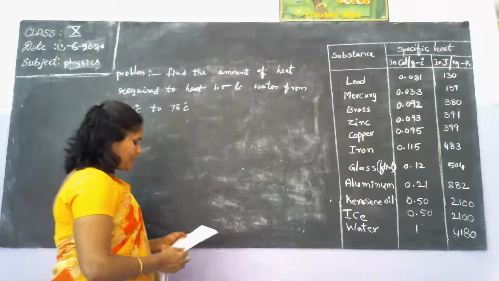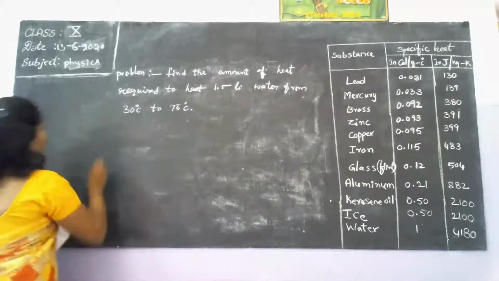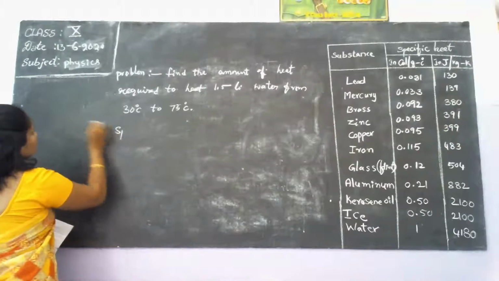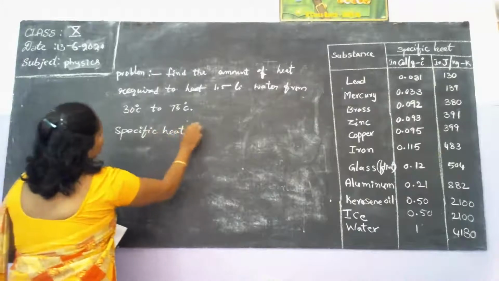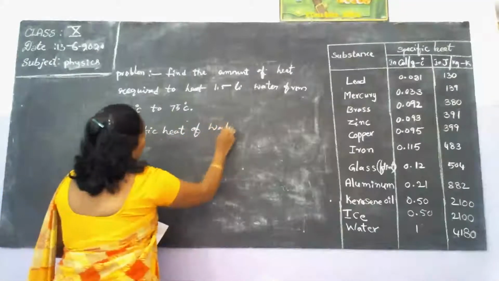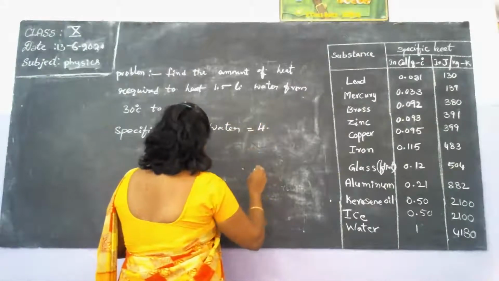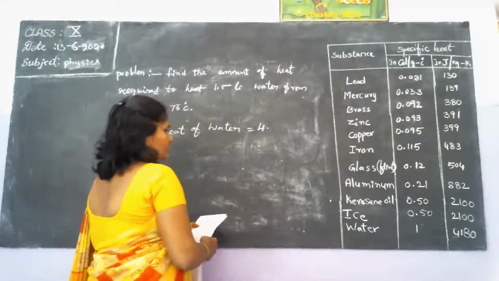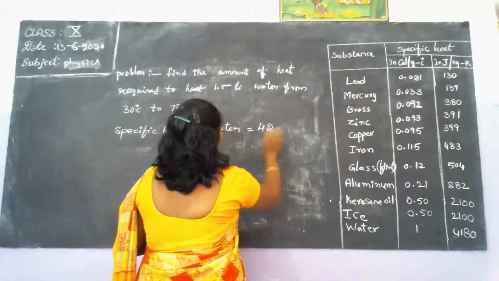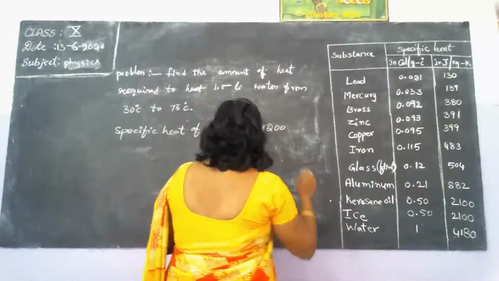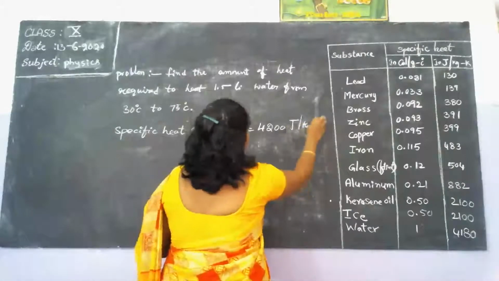We know already the specific heat of water equals 4,200 joules per kg kelvin.